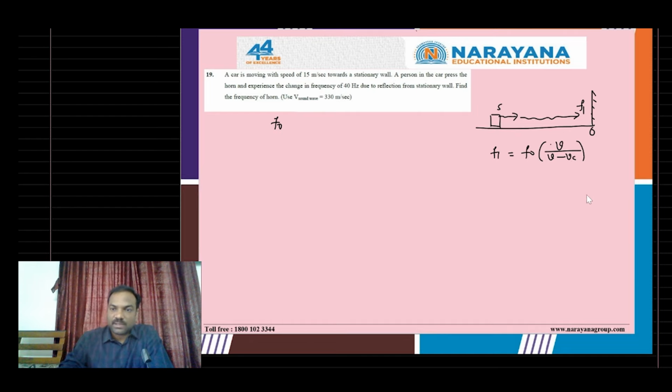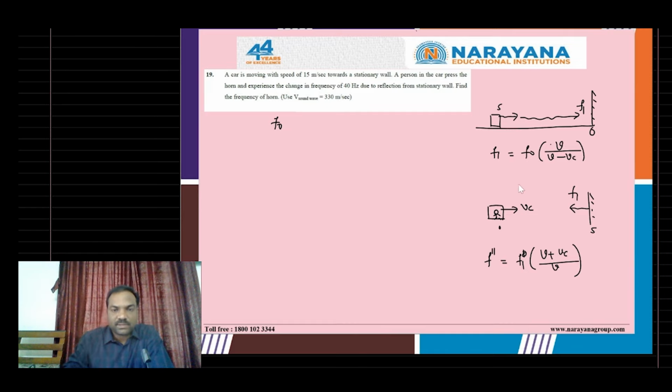In the next case, now the wall will act as a source for F1 frequency. Now where is the observer? The observer is inside the car and he is moving with velocity 15 meter per second towards the wall. Then what frequency does he receive? F double dash is equal to F1 into, now the source is at rest and the observer is moving towards the source, so I can write V plus Vc by V, because source velocity is 0.